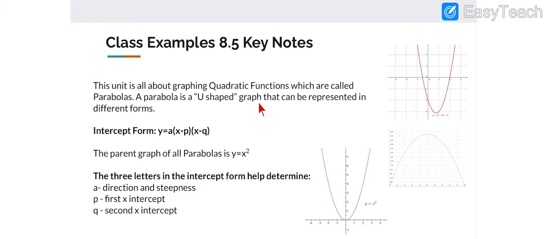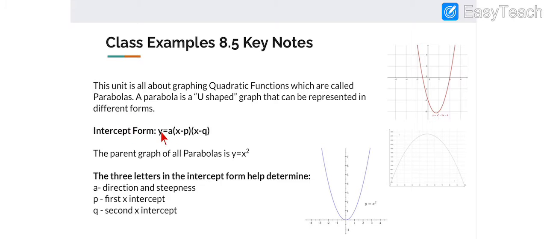So again, just going back to our keynotes, this whole unit is about quadratics. So it's these graphs that go down and up and down. There are different forms. Today we're looking at intercept form. I've already called it factored form. They're both kind of the same thing.